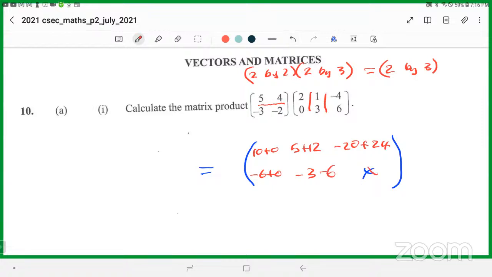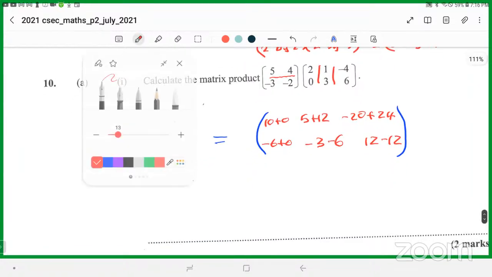Then the last value out here is in the second row, third column. So to get it, we're going to multiply this second row with this third column. Same thing again: first element times first element, second element times second element. -3 times -4, -2 times 6. Now, -3 times -4 is +12, and -2 times 6 is -12.